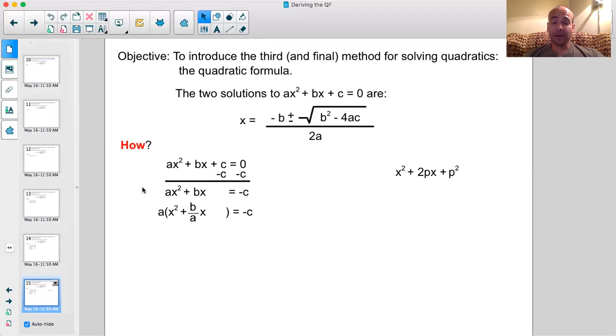And then to try to figure out what number right here is going to make this a perfect square trinomial, they had to do some analysis. So they looked at that and they said, well, I know that a perfect square trinomial looks like this, and this middle term, 2p, this coefficient for a perfect square right now, the role is being played by b over a.